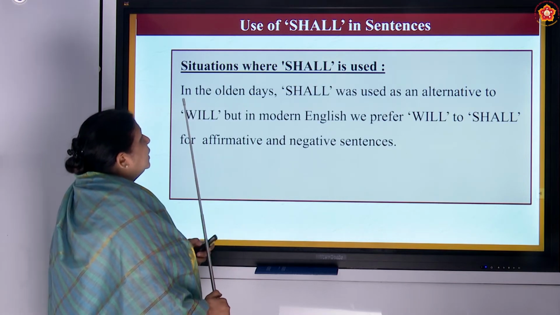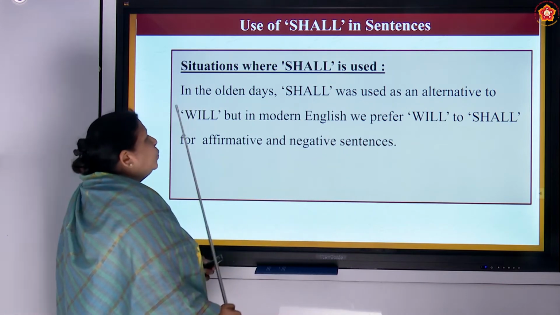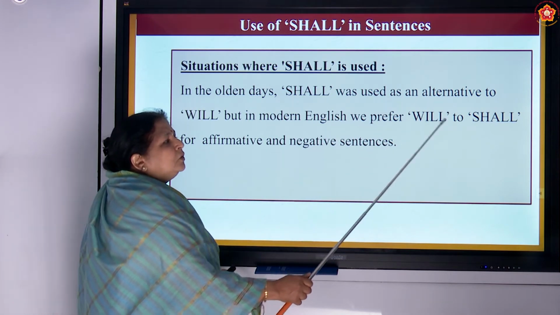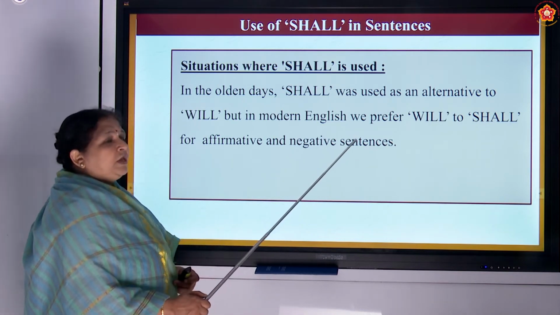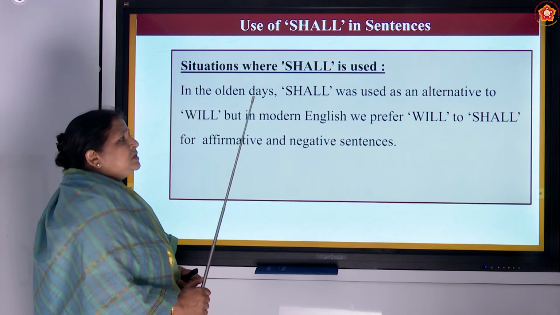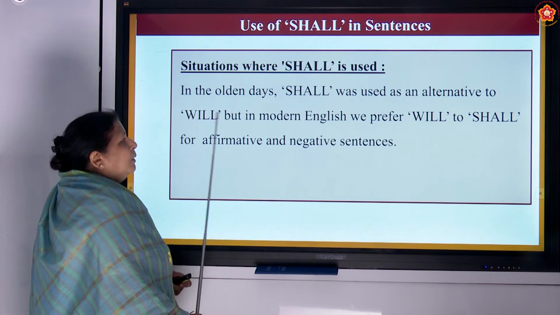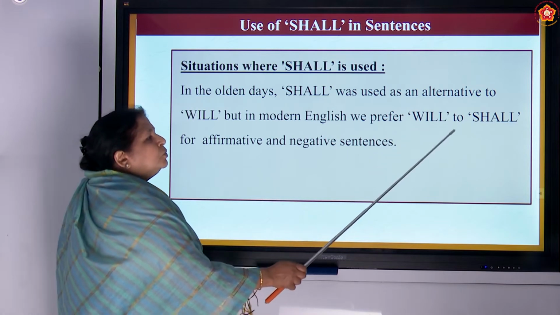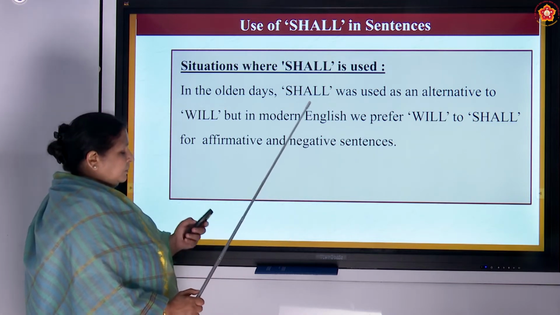In olden days, shall was used as an alternative to will. But in modern English, we prefer will to shall for affirmative and negative sentences. Is it very clear to understand? Yes, I'll read again. In the olden days, shall was used as an alternative to will. But in modern English, we prefer will to shall for affirmative and negative sentences.